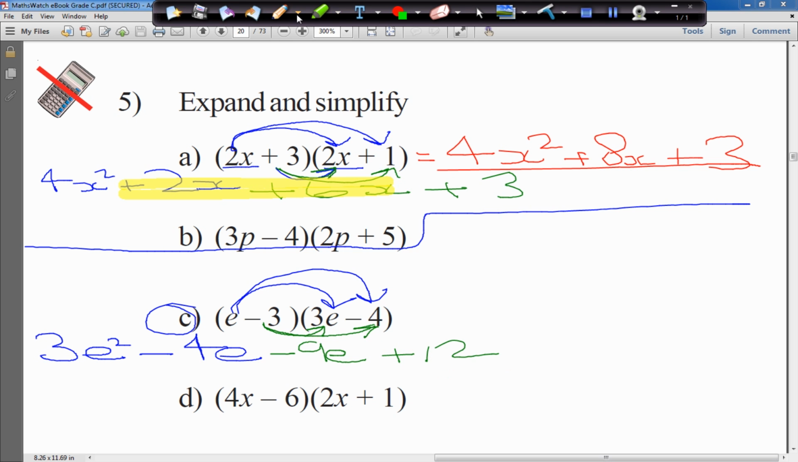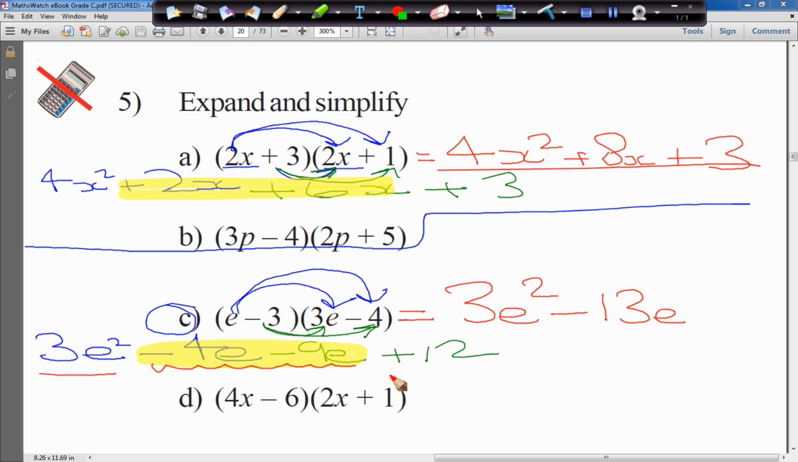Now we can simplify it by adding like terms. The like term here is the e term. So the 3e squared is over here. That gets copied across. And we have minus 4e and minus 9e. That will give us altogether minus 13e. And then plus 12 is what's left over. And that question's done. So this question is practically what we learned earlier in the previous lesson. Okay, I want everybody else to have a go at question B and question D for me, please.